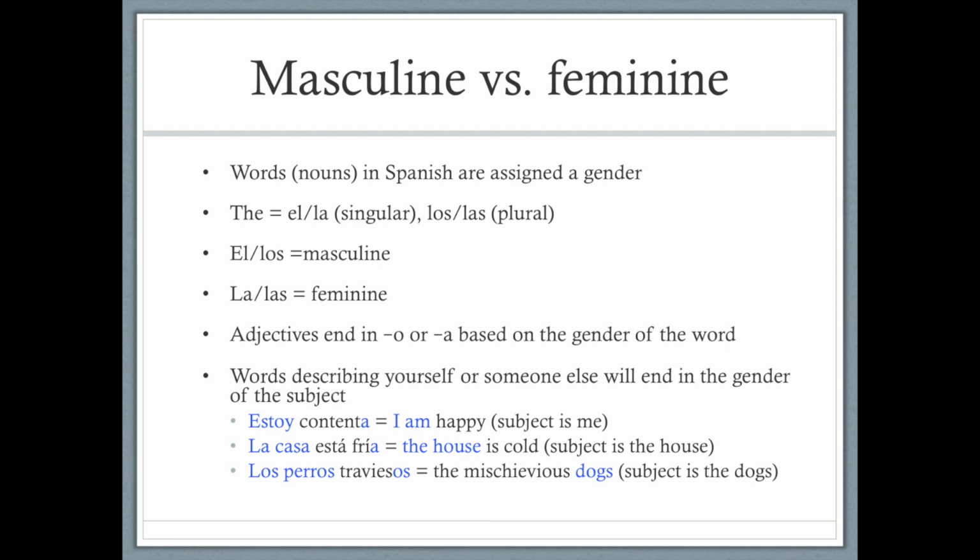And the last example would be a plural masculine example, which is los perros traviesos, which means the mischievous dogs. The subject of that sentence is the dogs. The dogs are plural and masculine, and so travieso becomes traviesos.